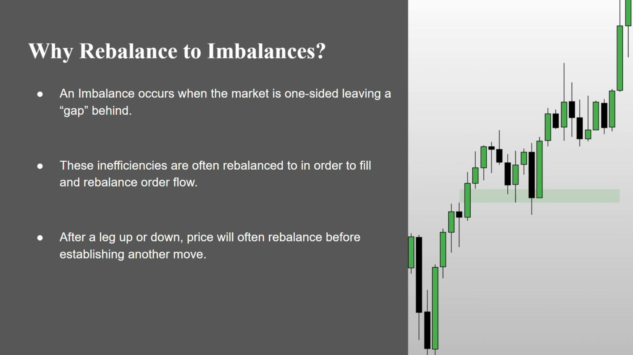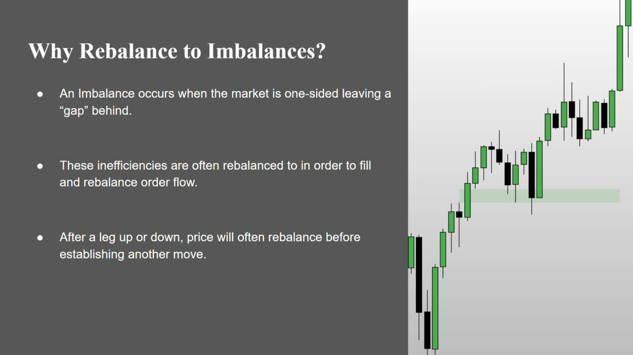So why rebalance two imbalances? Why does the market do this? An imbalance occurs when the market is one-sided, leaving a gap behind. Oftentimes when price is either one-sided to the upside or one-sided to the downside, by nature, it will leave imbalances behind. And so price can't just keep going one-sided forever. By nature, it's going to have to retrace, rebalance, consolidate before making that next move.